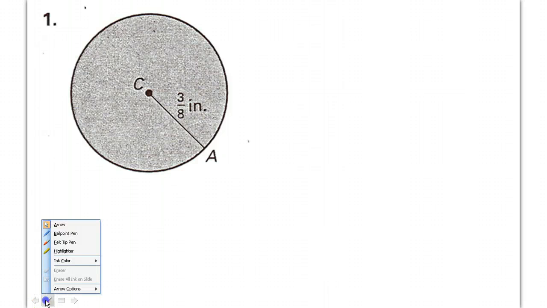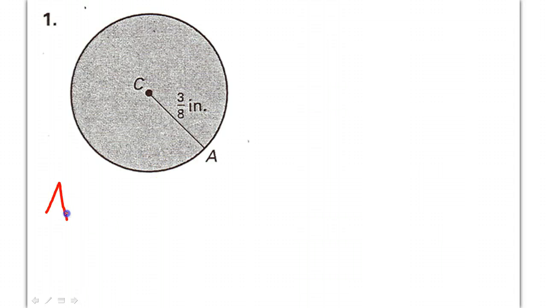All right, so number one is pretty straightforward. How did you guys do problem number one? A equals pi r squared. Right, area of a circle is pi r squared.